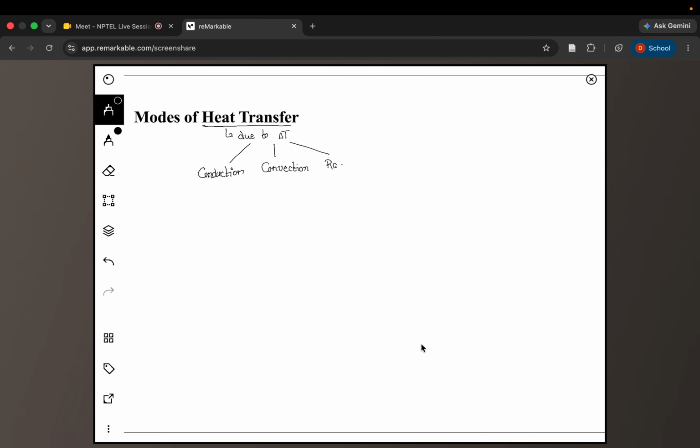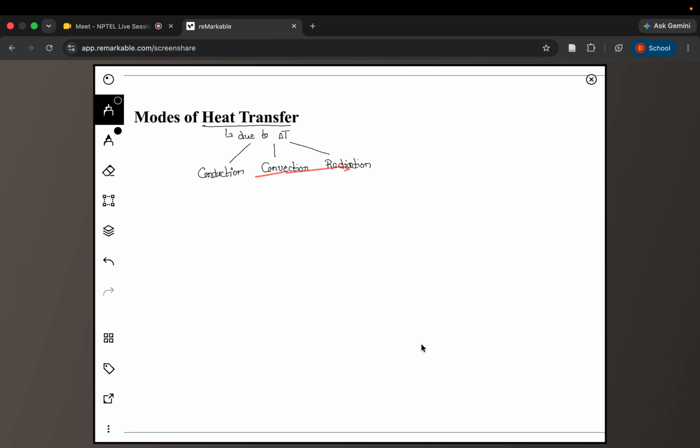Okay. So this will serve more like a recap of what you've already gone through. So we essentially have three different modes of heat transfer, depending on how the energy is transferred between two surfaces with different temperatures. So it is conduction, convection, or radiation.